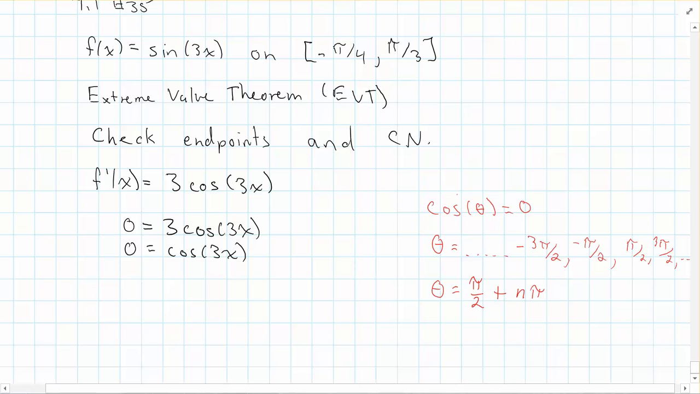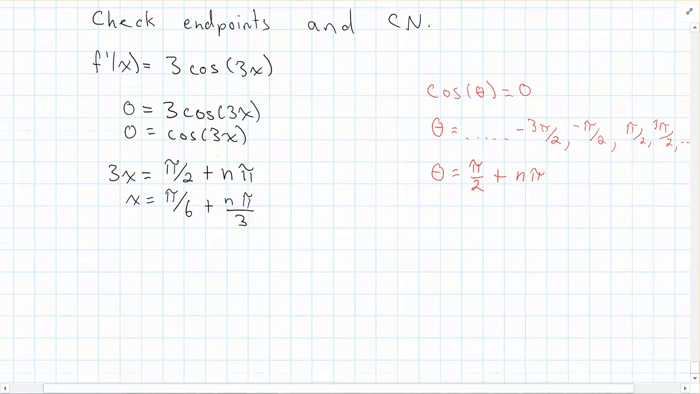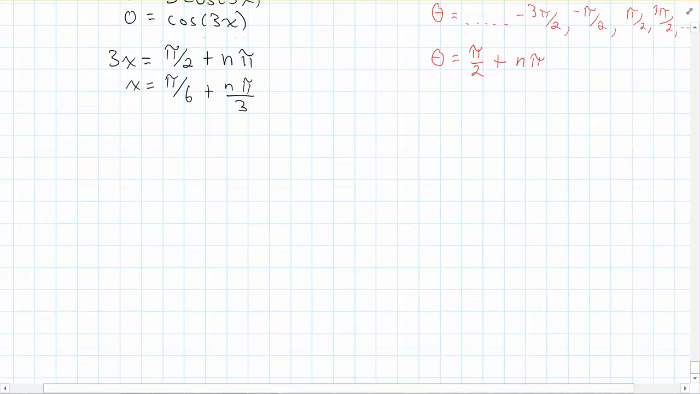So that's when just the cosine of theta is equal to 0, but I have cosine of 3x. Well, cosine of 3x would just mean that 3x has to equal pi over 2 plus n times pi. And then we go ahead and do the computations here. And so you'd get x is equal to pi over 6, dividing both sides by 3, plus n times pi over 3.